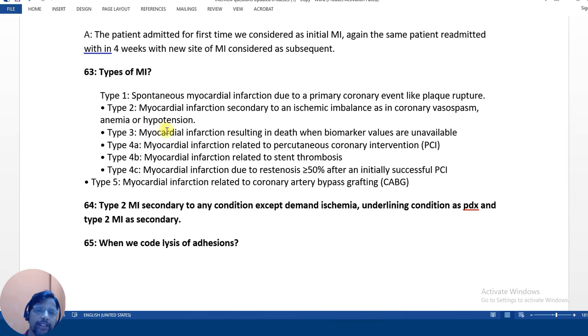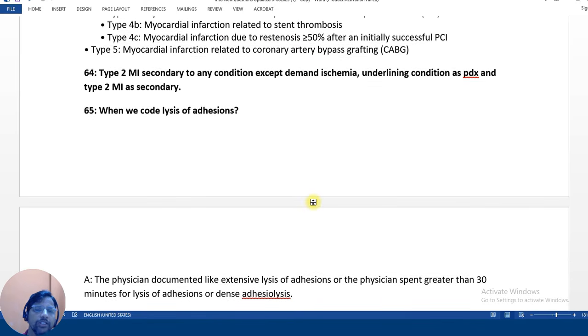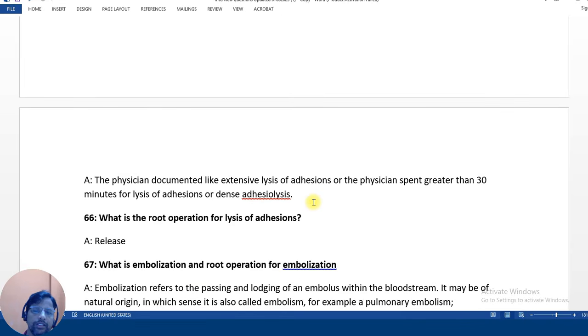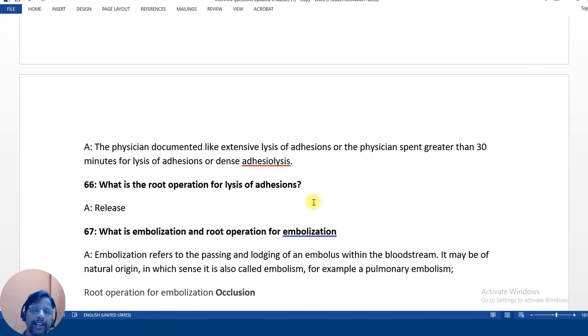So these are the types of MI: type 1, type 2, type 3, type 4, type B, type C, based on the myocardial infarction related to PCI. For type 2 MI secondary to any condition except demand ischemia, the underlying condition is the PDX and type 2 is the secondary. Okay. When do we code lysis of adhesions? In order to code lysis of adhesions, we need to check the keywords in the documentation.